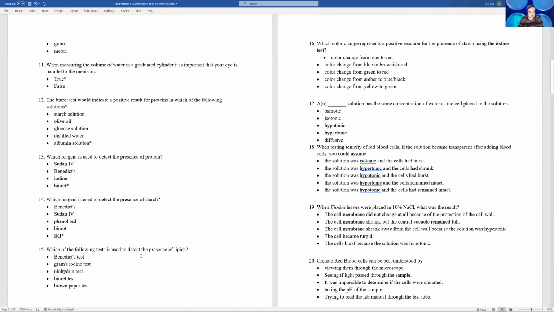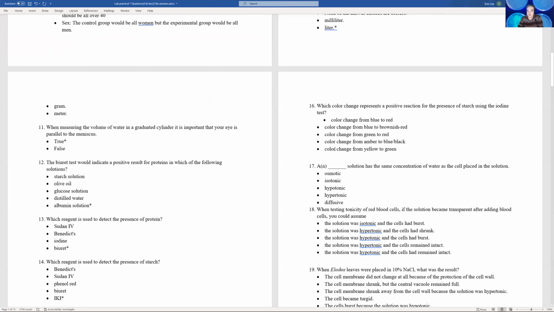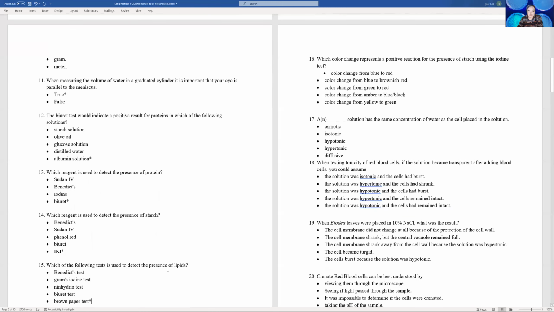Which of the following tests detects the presence of lipids? That would be the brown paper test. The brown paper test is where you take a piece of brown paper, you apply different liquids to it, and after the liquids have had a chance to dry, you check them and see if there is a stain on the brown paper. If you shine a light through it and the light can shine through, then that means there were lipids present. So that is what the brown paper test is.